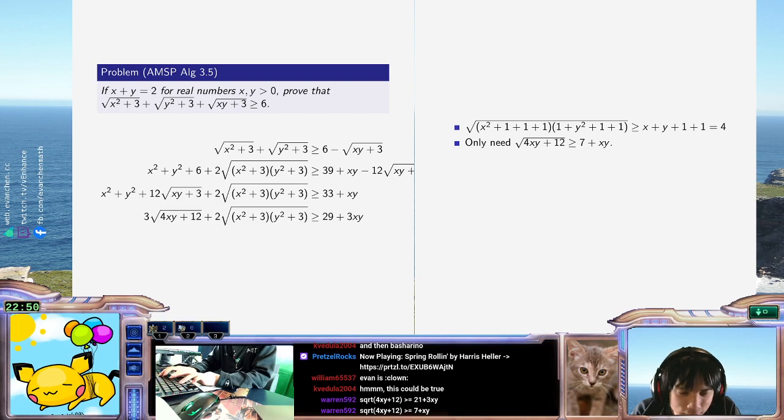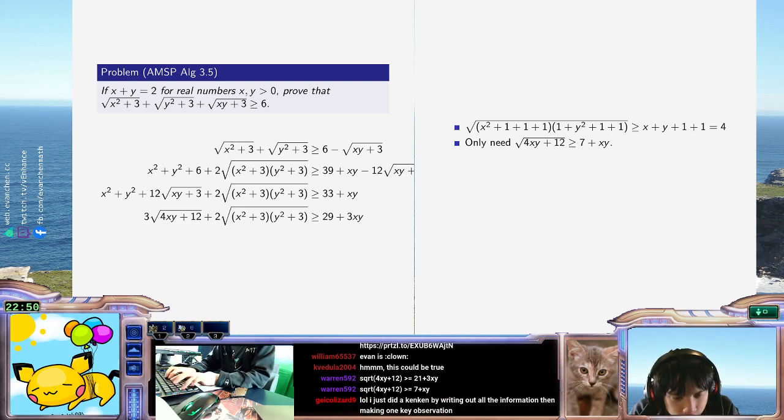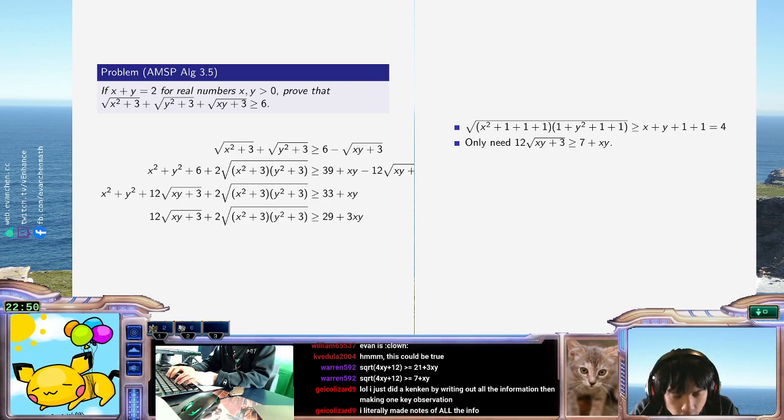Let's not do the thing I was doing anyways. So this is 12. And so I want 12 times square root xy plus 3 to be the thing. And because I have a bound that xy is at most 1, this is probably just true for xy at most 1, right? So it's a quadratic, so let's let r equals xy. So we want 12 times root r plus 3 is at least 7 plus r, which is true if and only if 144.